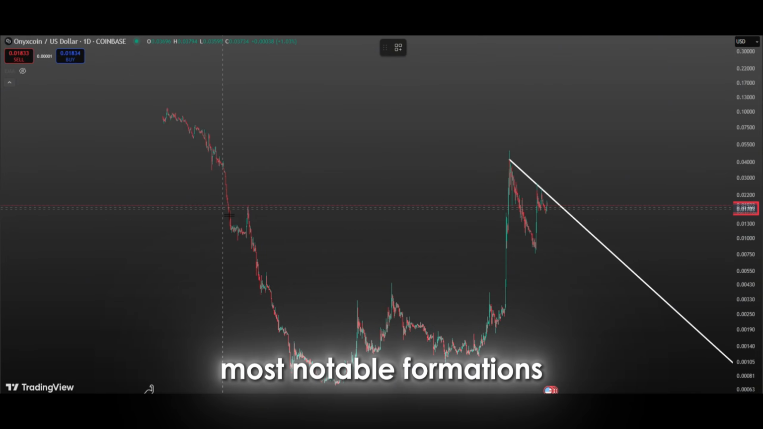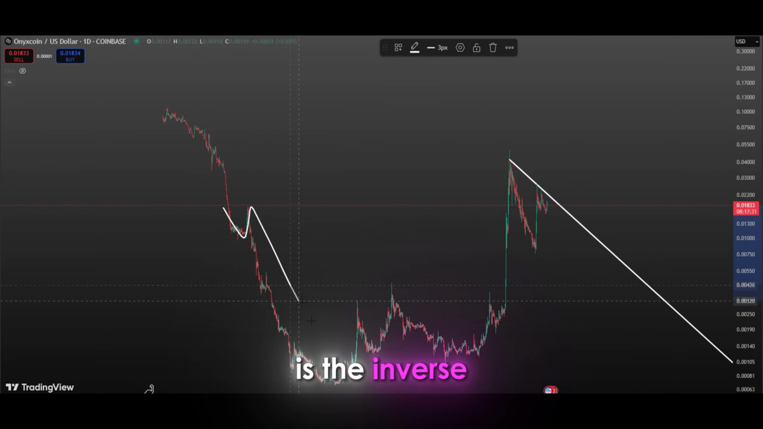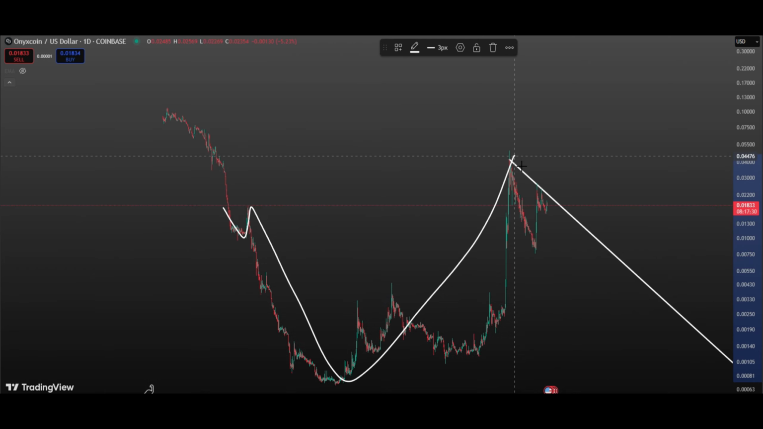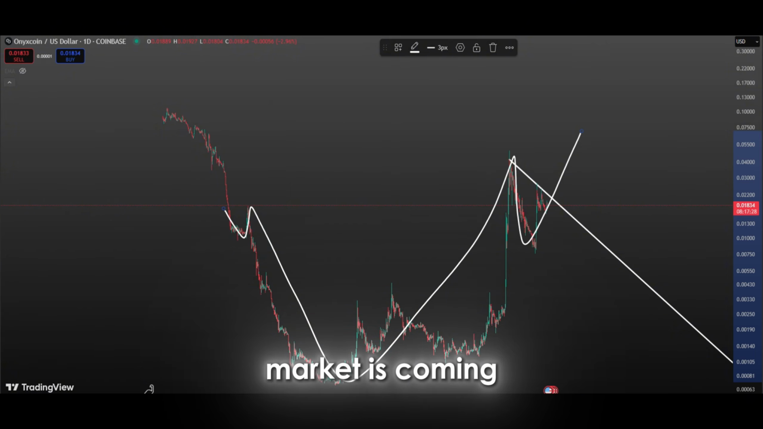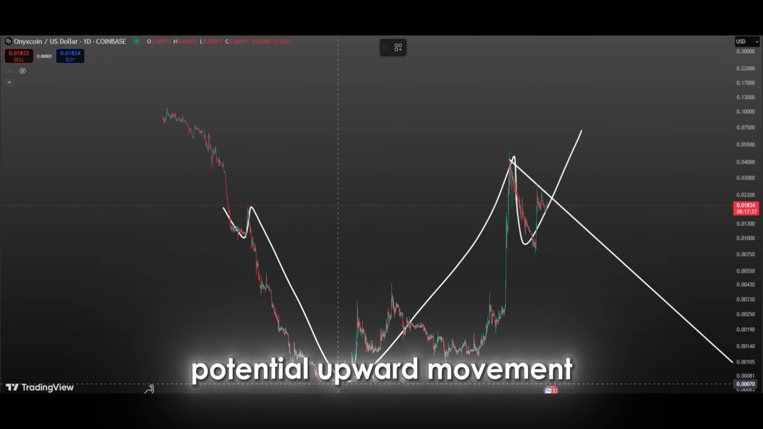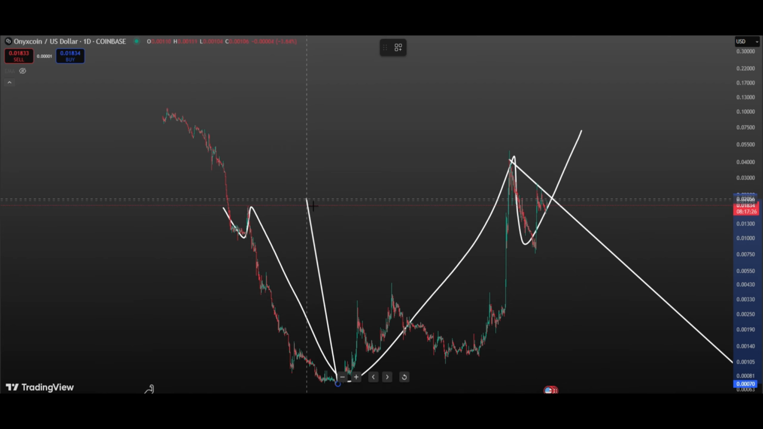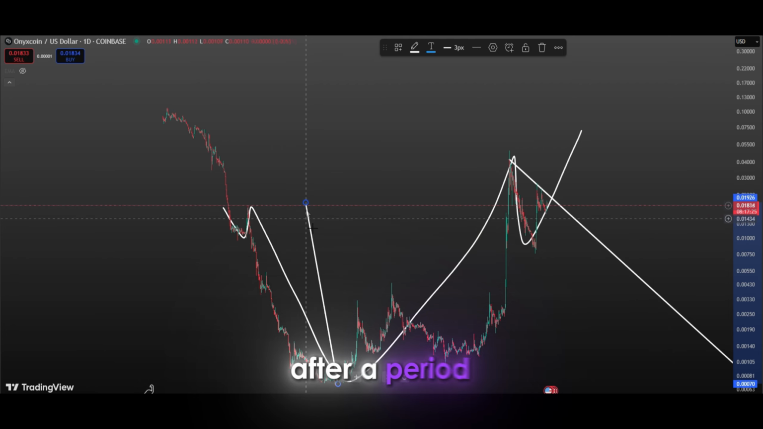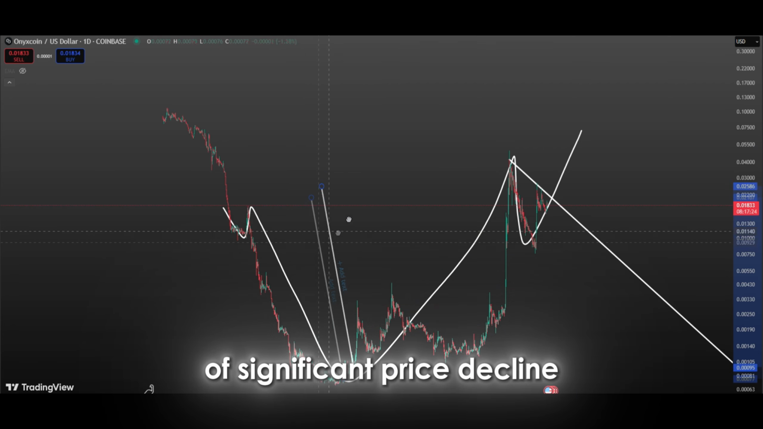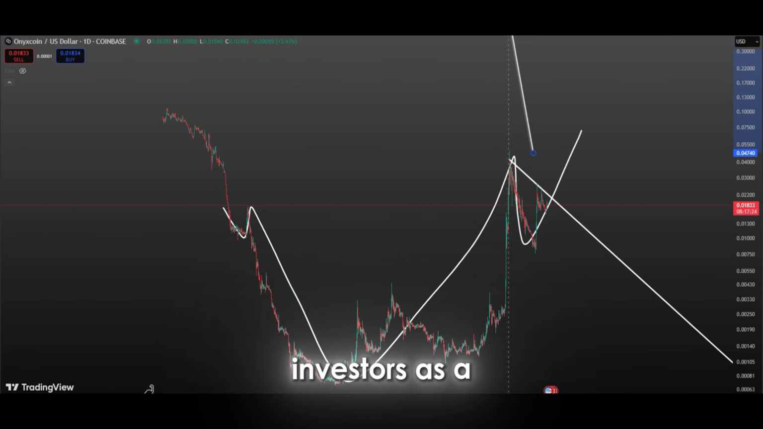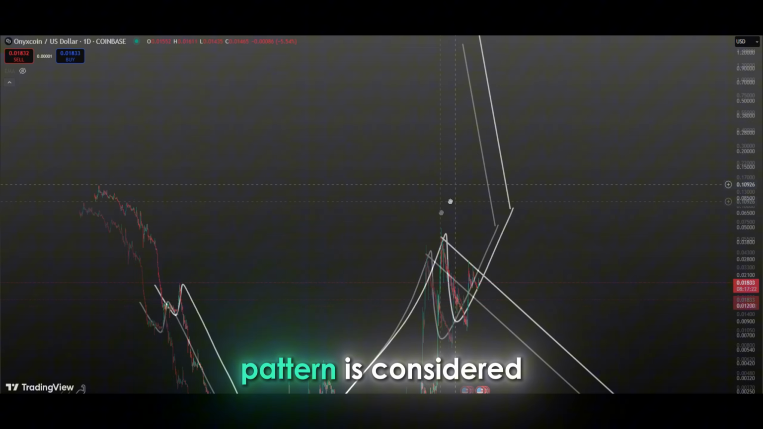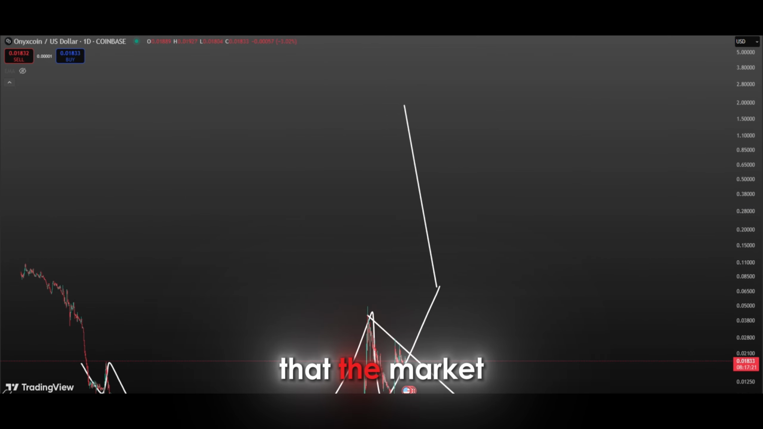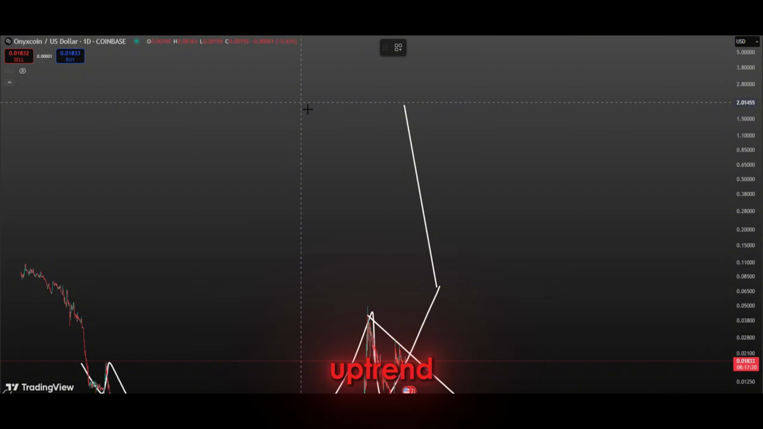One of the most notable formations currently visible on the chart is the inverse head and shoulders pattern. This pattern is typically a strong signal that an existing downtrend in the market is coming to an end and that a potential upward movement may be beginning. These types of formations usually occur after a period of significant price decline and are therefore often interpreted by investors as a reversal signal. The inverse head and shoulders pattern is considered a crucial indication that the market may be transitioning into a long-term uptrend.